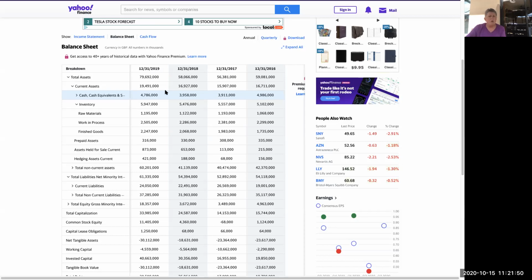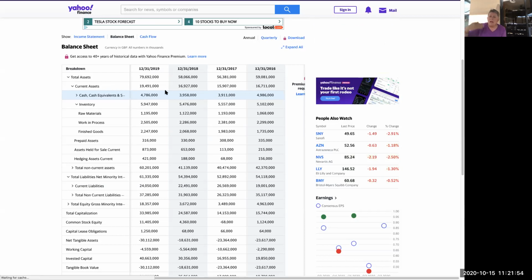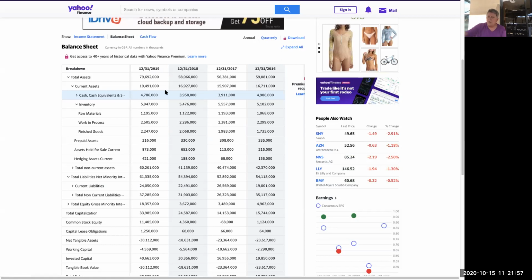Is that a problem? You bet it's a problem. They'll have to borrow money to pay their bills. And because they don't have much assets on hand in cash, their interest rate's going to be higher. So you can see how that's going to go on and on and on.